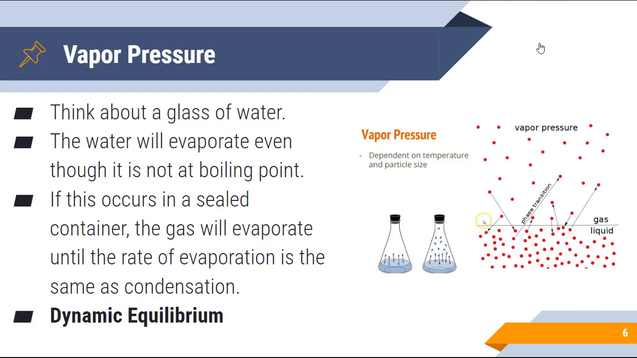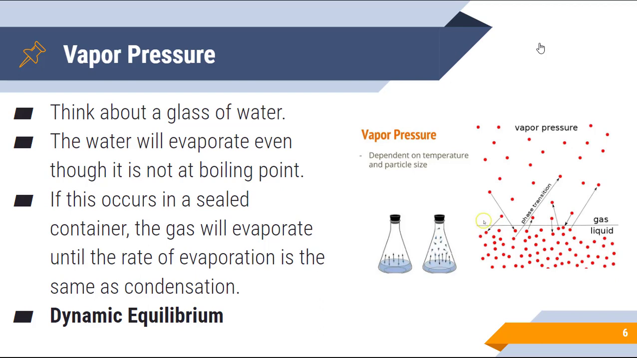If this occurs in a sealed container, the liquid will evaporate until the rate of evaporation is the same as the rate of condensation. So the liquid evaporates, and eventually the rate of evaporation and condensation happen simultaneously. The rates will be the same. This is known as dynamic equilibrium, and this is going to play a really important role in a lot of the stuff that we're going to be talking about in the future.